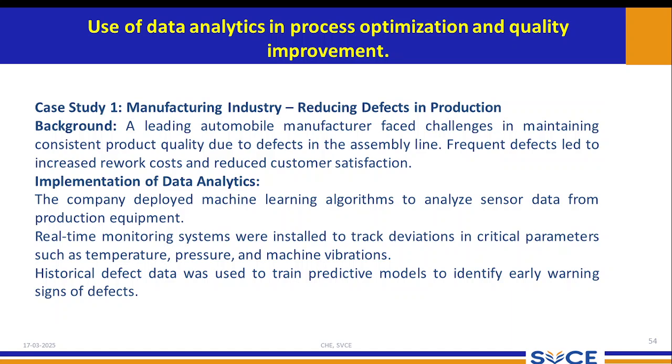For the implementation of data analytics, the company deployed machine learning algorithms to analyze the sensor data from production equipment. Real-time monitoring systems were installed to track deviations in critical parameters such as temperature, pressure and machine vibration. Historical defect data was used to train predictive models to identify early warning signs of defects. So they deployed machine learning algorithms to analyze the sensor data, with real-time monitoring to track the deviation. This is how the implementation of data analytics was carried out.